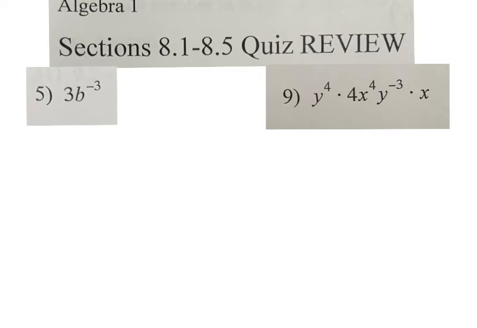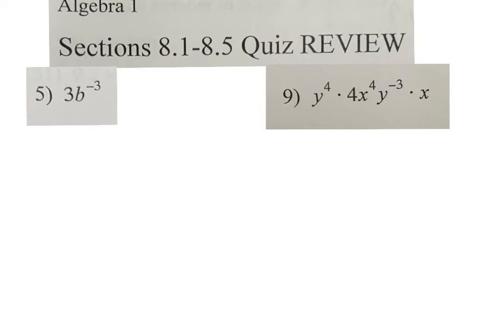All right, so the first page is just either positive and negative exponents or just the multiplication of like bases. And then it gradually adds more things to it as you go through the review. So the first one is 3b to the negative third. I chose number 5 here.